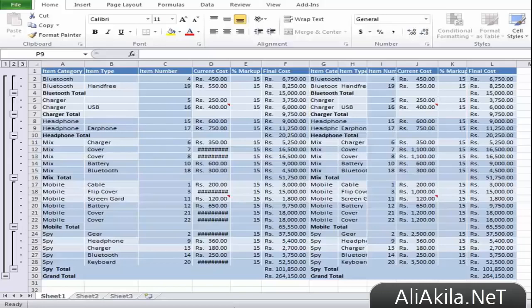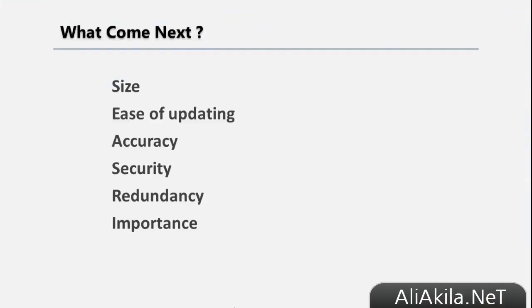The problem is what comes next. And there are a lot of potential problems, but I'll describe 6 of them without even getting technical. Size of the data is a potential problem. Ease of updating your data, accuracy of it, security of it, redundancy of it, importance of the data. Let's take these one by one.